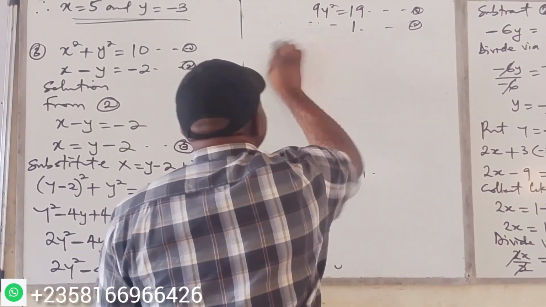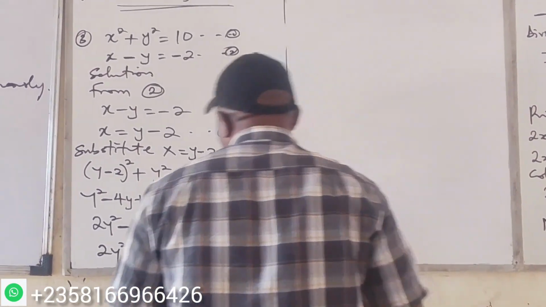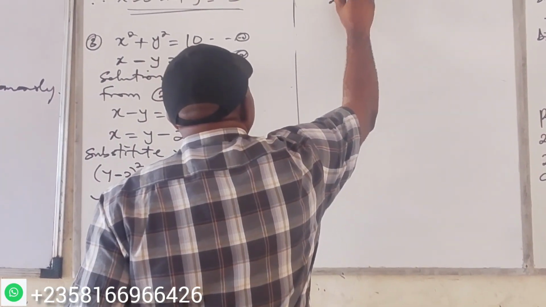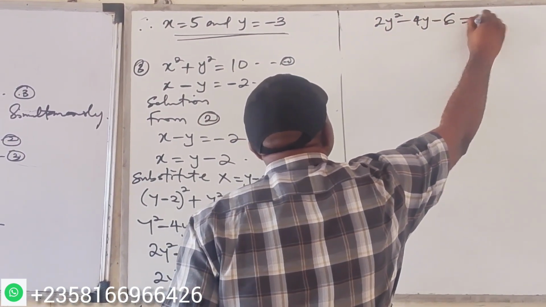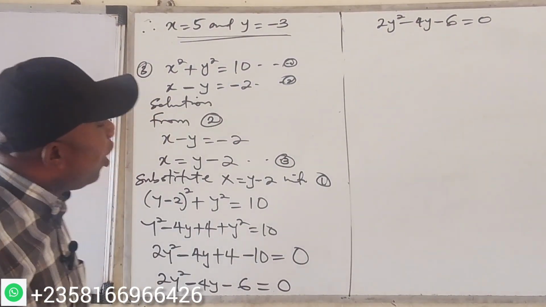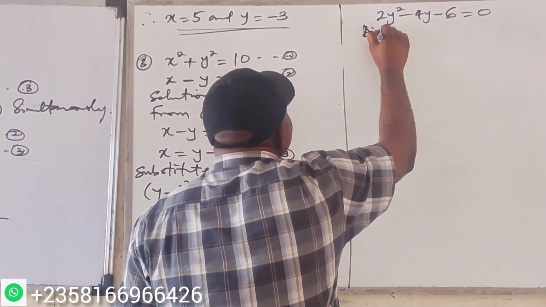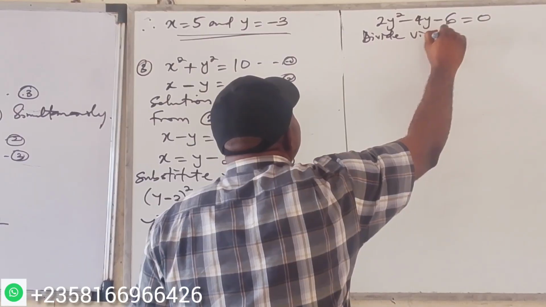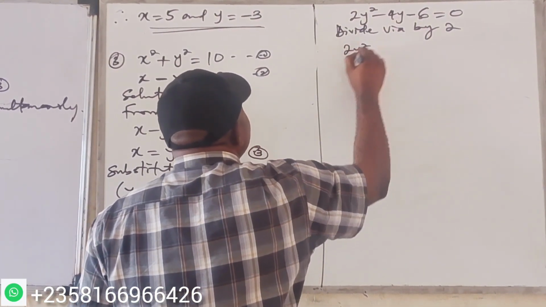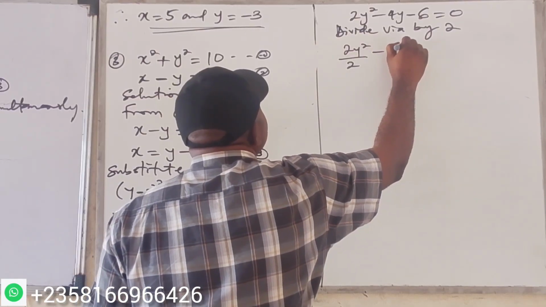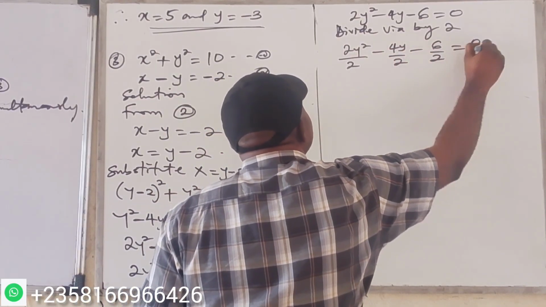So now in this case, let's look at this. We have 2y squared minus 4y minus 6 is equal to 0. Now, all the values there are even. So it means we can divide through by 2 to reduce the value. So here we have 2y squared all over 2 minus 4y all over 2 minus 6 all over 2 is equal to 0 over 2.